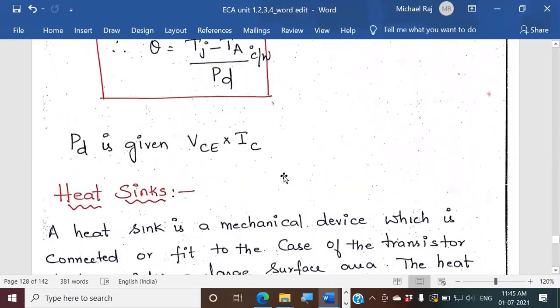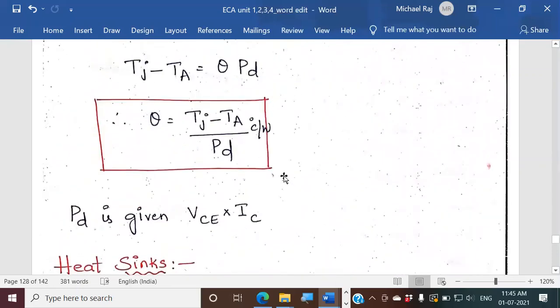So to keep the transistor safe, we need to cool it. See, in your laptops you have a fan, isn't it? What is that fan doing? Do you have a fan? Can you hear some fan sound inside your laptop? Students, please try to hear. What is that doing?